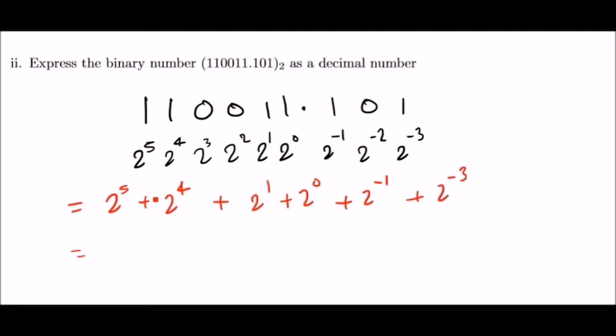But anyway, I got a total result of 51.625. See if you guys get the same thing. And that's it. That's literally how you convert any binary number over here into a decimal number.